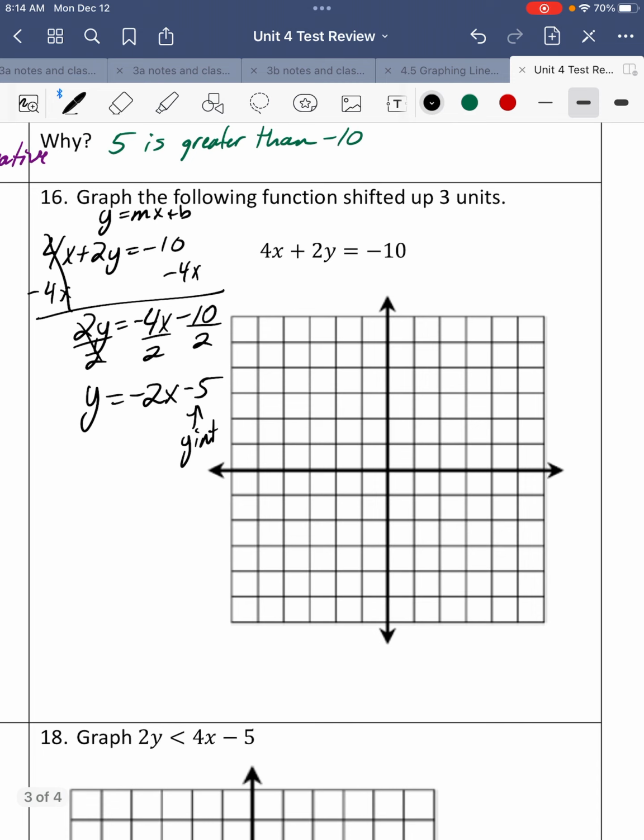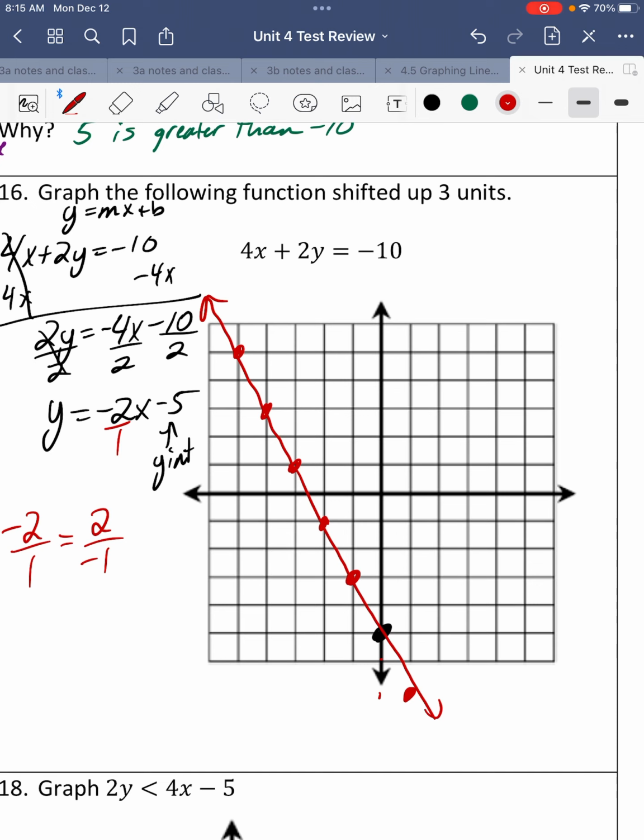So I'm going to go down to negative 5, put a coordinate, and then use the slope, negative 2 over 1. I'm going to go down 2 and right 1. Now I'm off the graph, and I don't like that. So instead of going down 2 and right 1, I'm going to go up 2 and left 1. Up 2, left 1, up 2, left 1, and you get nice coordinates that are on the graph. And you see my point that was off the graph is not even close to where it should be.